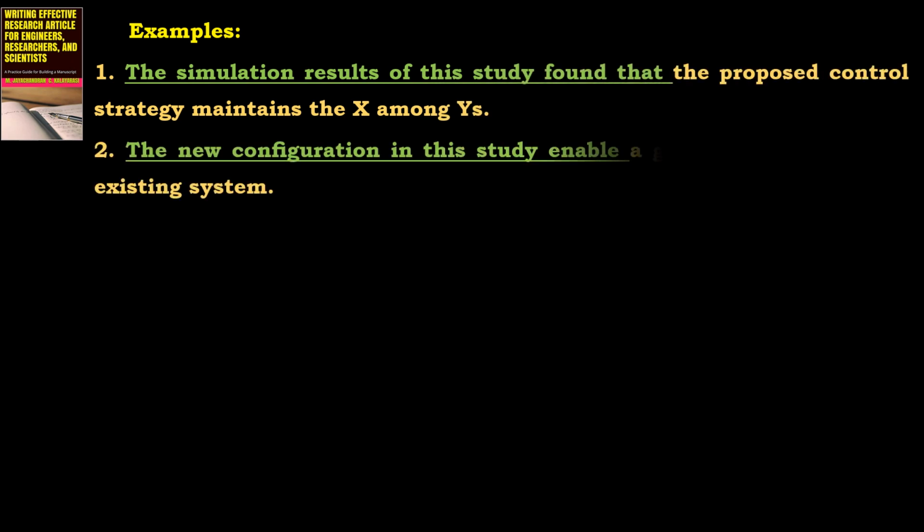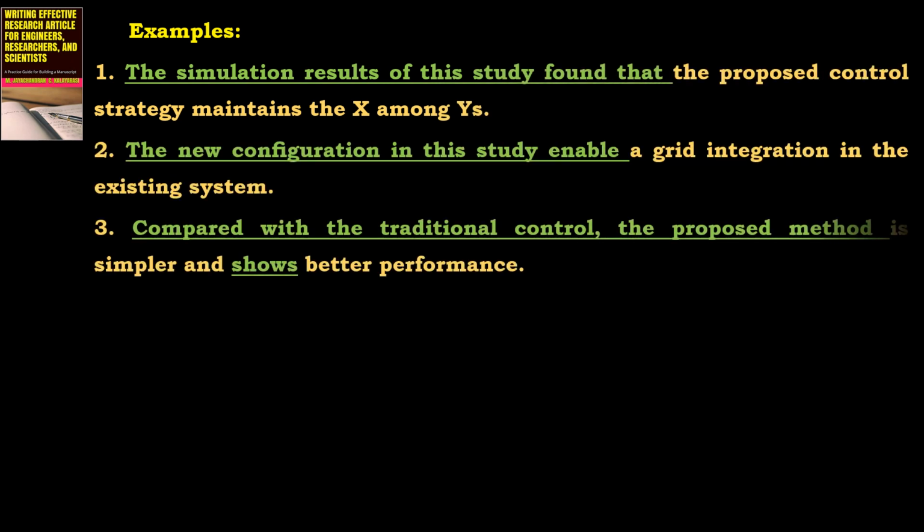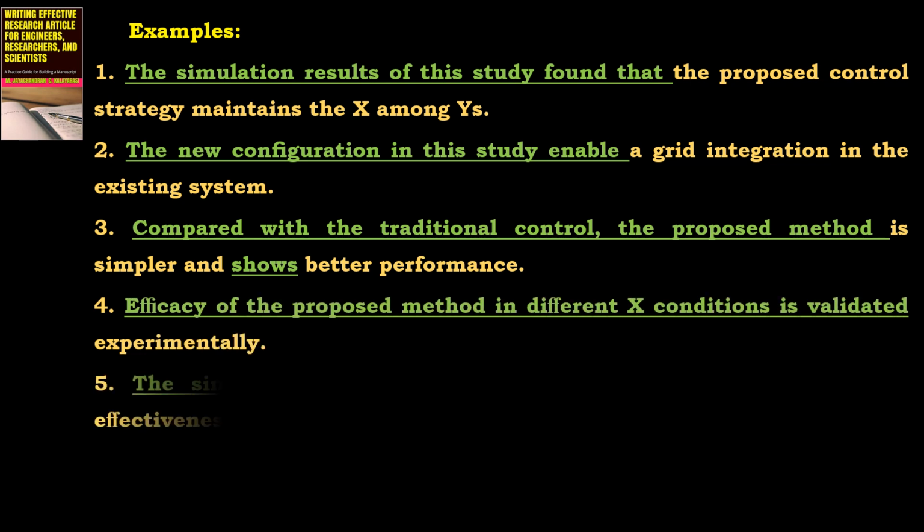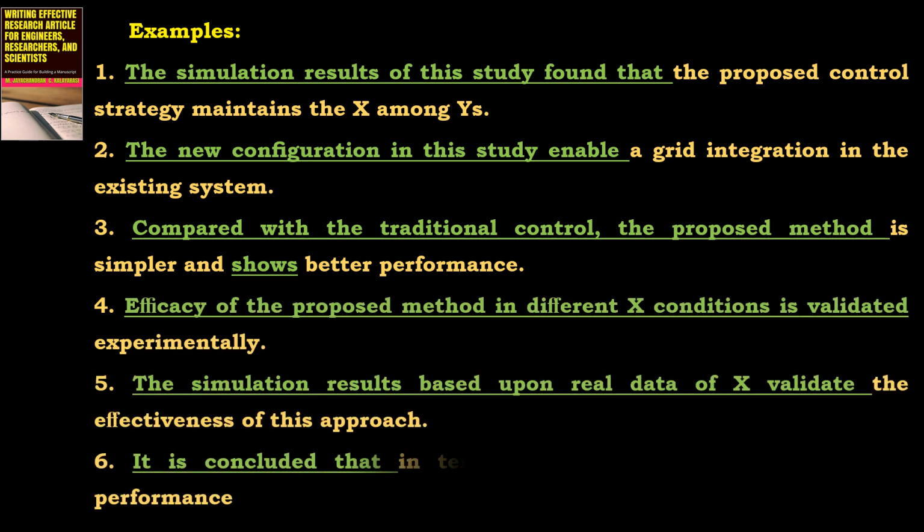Let us look at some examples where the keywords that represent the finding are highlighted in green. 1. The simulation results of this study found that the proposed control strategy maintains the X among Ys. 2. The new configuration in this study enables grid integration in the existing system. 3. Compared with the traditional control, the proposed method is simpler and shows better performance. 4. Efficacy of the proposed method in different X conditions is validated experimentally.